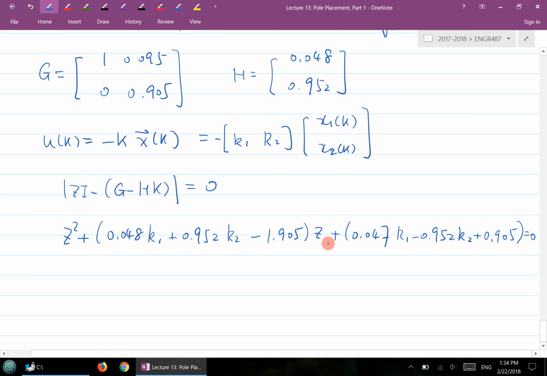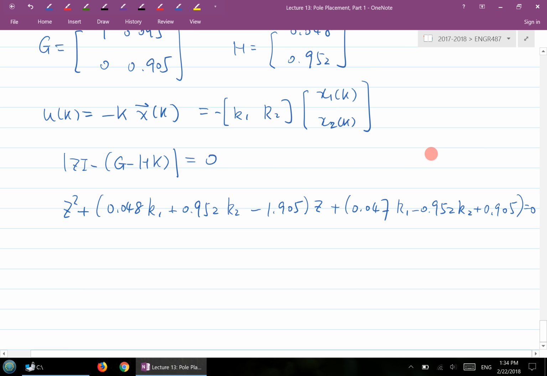Is that good? The next step is to select or determine what will be appropriate k1 and k2. You can use a fairly simple approach, say, let's just use k1 equal to 0, k2 equal to 0. This is sometimes called the trial and error approach, because you don't know what combination of k1, k2 will give you what type of eigenvalue.